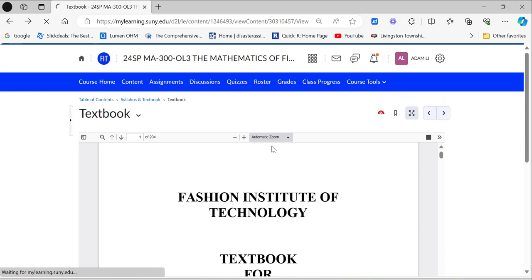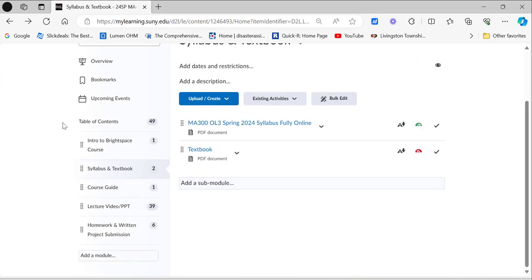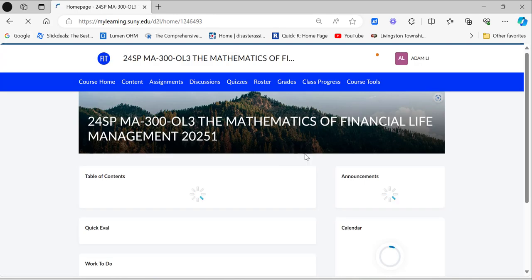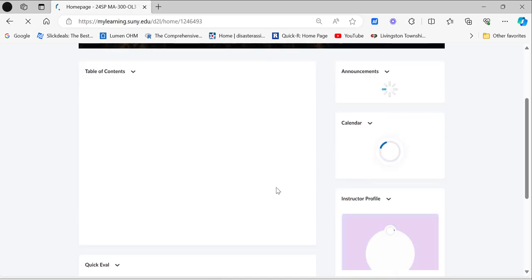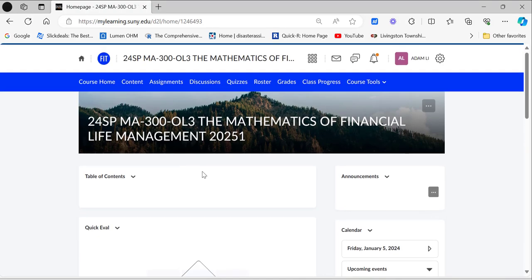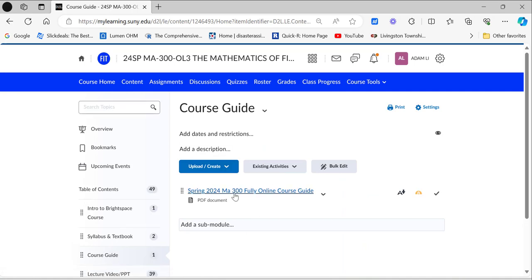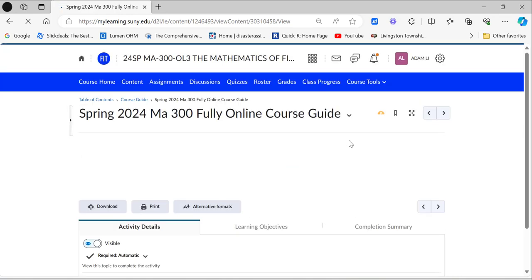And the next thing I want to go over is the course guide. The course guide gives you a summary of all the tasks you need to complete, and the due date of all the assignments is summarized in the course guide. So let's look at that really quickly. Again, it's identical to the course schedule from the syllabus. So you can follow both or either one.